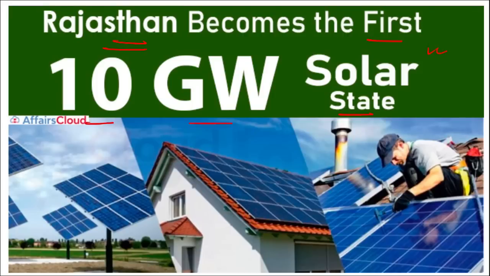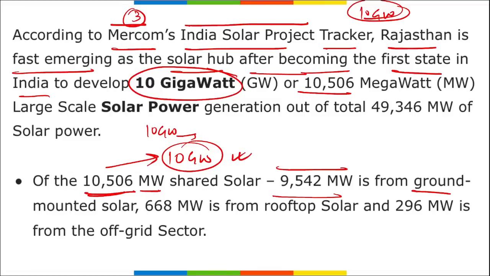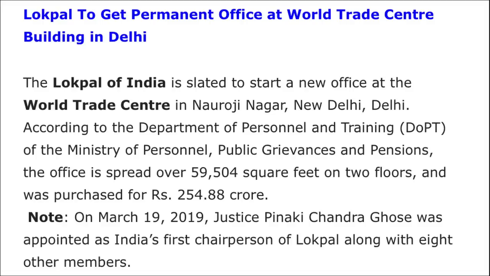So two questions. First, which state has topped in India to become the first solar state with 10 gigawatt of solar energy capacity? It is your Rajasthan. Next question can be asked: Rajasthan became the first solar state that has reached a capacity of what? It is 10 gigawatt. One more thing, remember who released this data. The organization giving this data is your Mercom India Solar Project Tracker. Alright, it stated that Rajasthan is becoming the solar hub. Moving on.